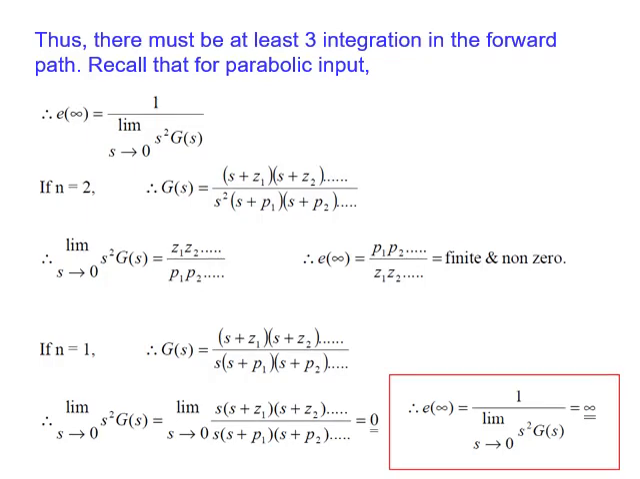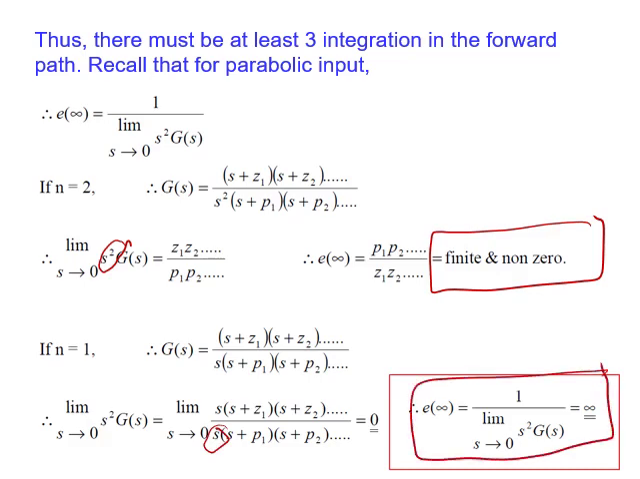So the idea is discussed here. It's the same way. As you see here, if we are getting less than two integrators, with two integrators we are going to get a finite error. With less than two integrators, we are going to get the error equal to infinity. Infinity means it's not acceptable.